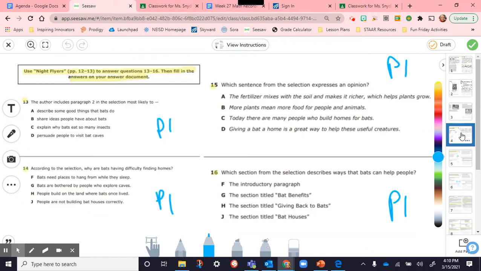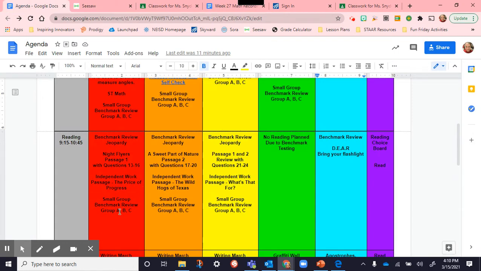So we went ahead and skipped to the questions on page 4. So we worked in small group on these 4 questions. So we did 13, 14, 15, and 16. So everything that goes with that first passage that we read. And once we had finished that, we stopped. So that was our small group time. I was popping into the different groups. So once we paused on that, we did some independent reading.